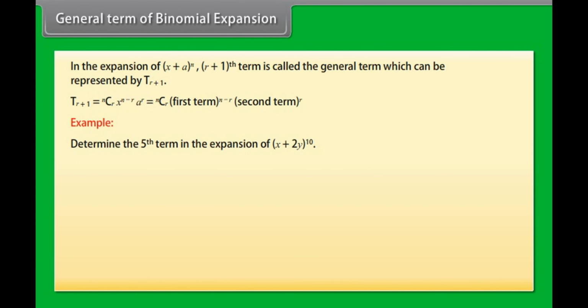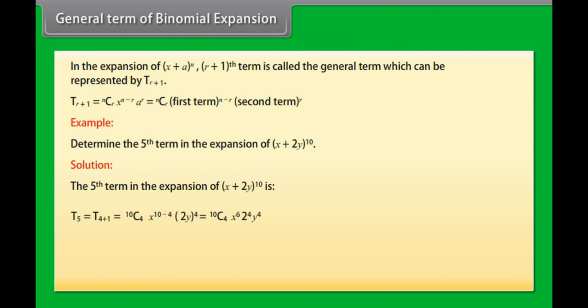Example: determine the fifth term in the expansion of x plus 2y raised to power 10. Solution: the fifth term in the expansion of x plus 2y raised to power 10 is given below. 3360 into x raised to power 6 into y raised to power 4.